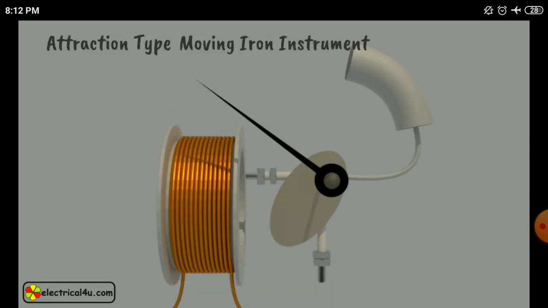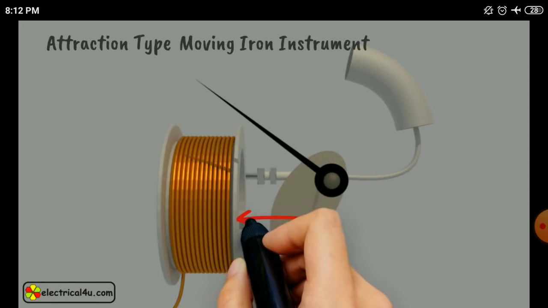Vane is mounted on the spindle and it is attracted towards a coil.